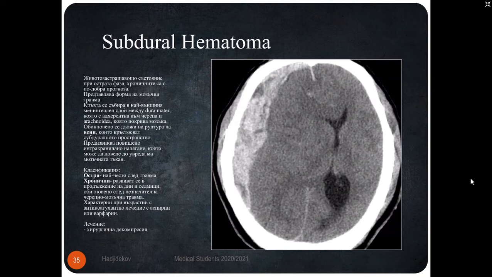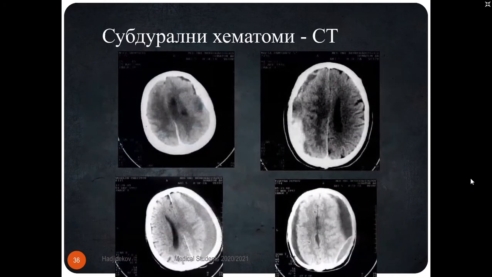And again, we have increased intracranial pressure, which can lead to some damage of the surrounding brain tissue. Those subdural hematomas usually are acute after trauma, or they're chronic, and the chronic hematomas can develop in a few days or even a few weeks. We observe them, for example, in adults who are treated with anticoagulants. And the treatment of those hematomas is usually surgical decompression.